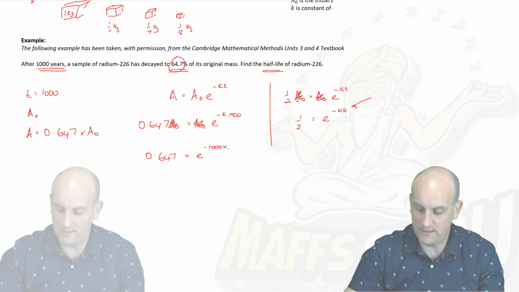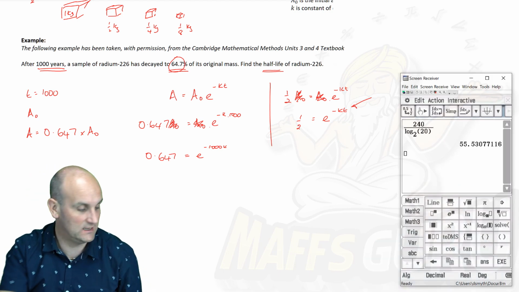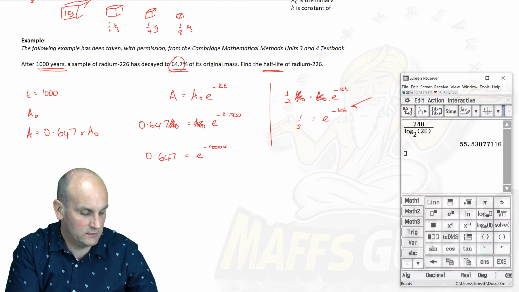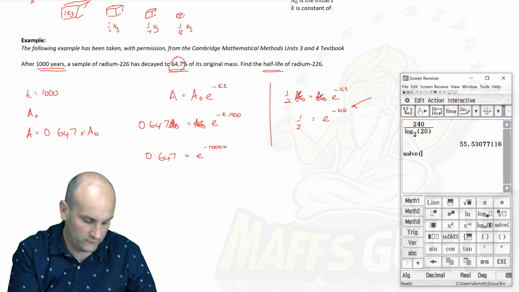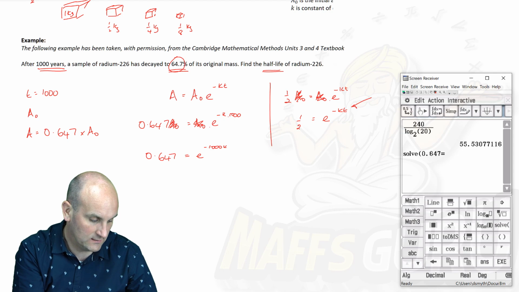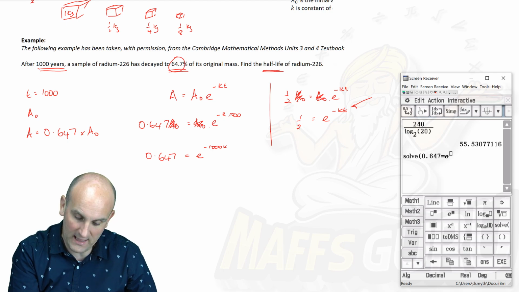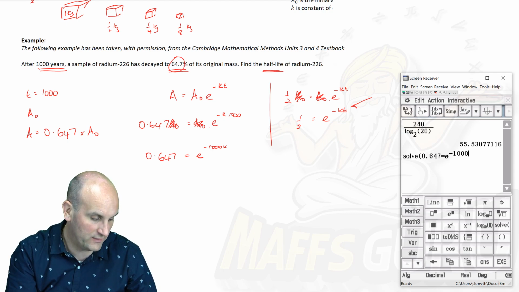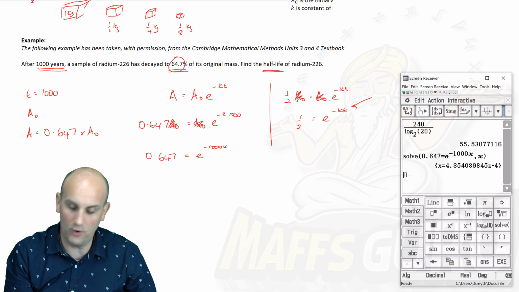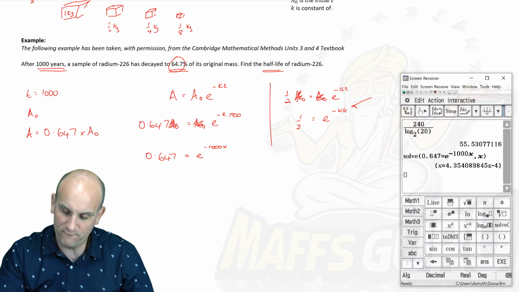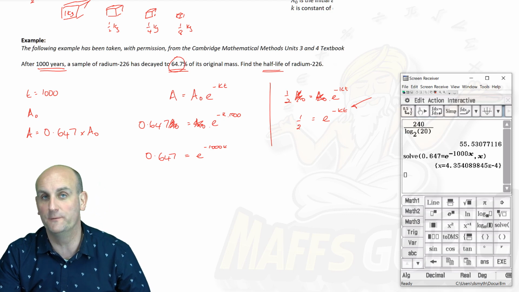How on earth am I going to find that? Well, I'm going to fire up my CAS calculator and use the solve function. So solve 0.647 is equal to e to the power of minus 1,000, and I'm not going to use k, I'm just going to use x. Solving that for x, the calculator gives me a value of k of 4.354089 times 10 to the minus 4.